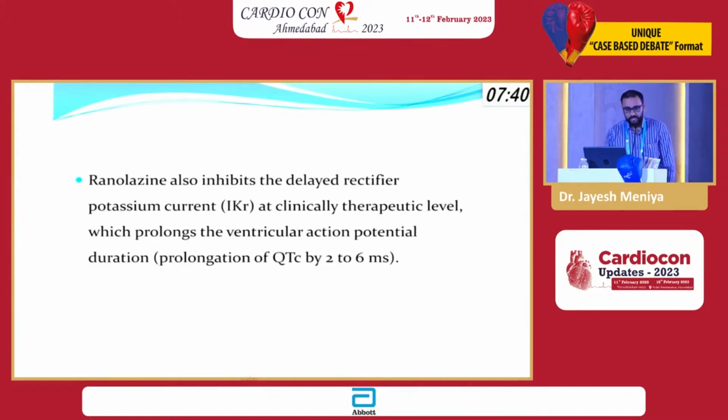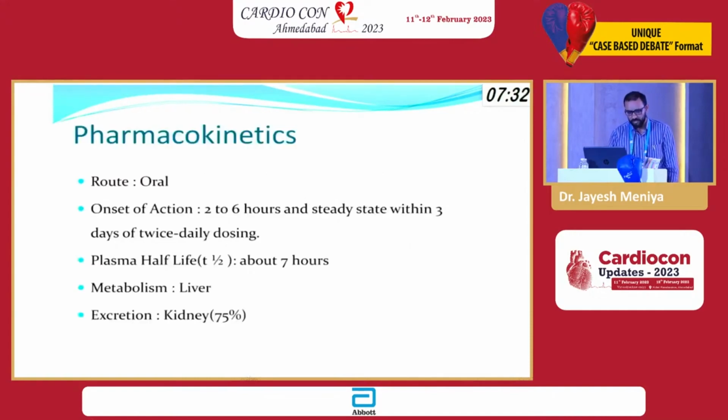It also inhibits the delayed rectifier potassium currents at therapeutic levels, which prolongs the ventricular action potential duration, causing QT prolongation. Normally it is given by the oral route, and onset of action is within 2 to 6 hours, and steady state within 3 days of twice daily dosing, half-life of around 7 hours, and metabolism is in the liver as well as the kidney.